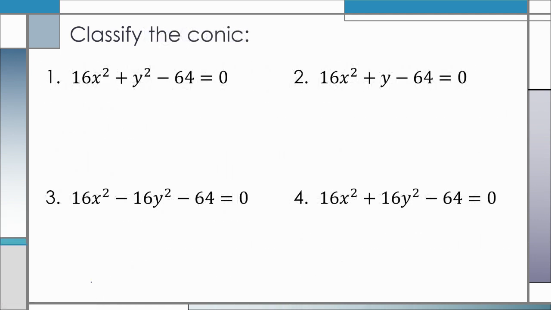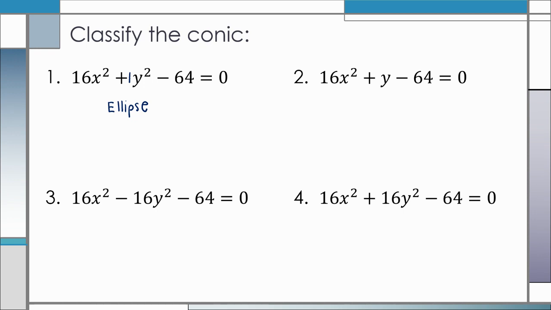So let's take a look at these four different equations and let's identify what conic they are. In the first example, we have 16x squared plus y squared minus 64 equals 0. So the moment I see that there are two squared terms, I know that it's not a parabola. Notice that 16 is a positive number, and technically in front of that y squared is a 1. So we have two different numbers, but they're both positive. That is going to indicate that we have an ellipse.